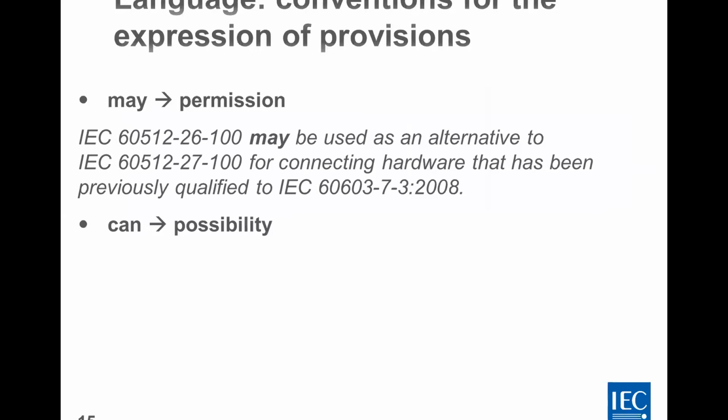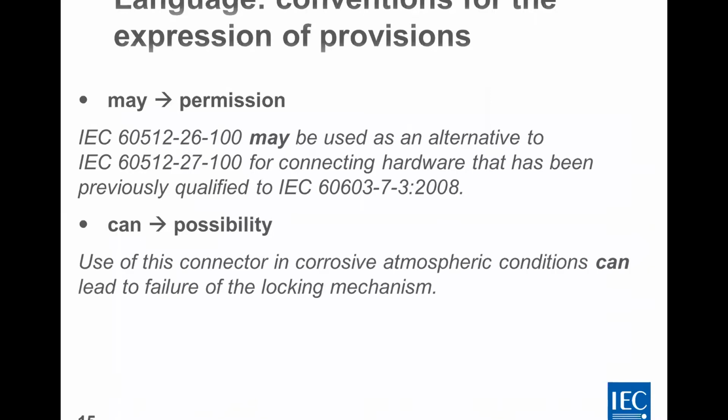The last convention is that can is used to express a possibility. So it's either a causal possibility, a possibility which is linked to a law of nature, etc. The example that I've pulled out of one of the IEC standards is the following. Use of this connector in corrosive atmospheric conditions can lead to failure of the locking mechanism. So we're expressing the possibility, a law of nature, a causality.